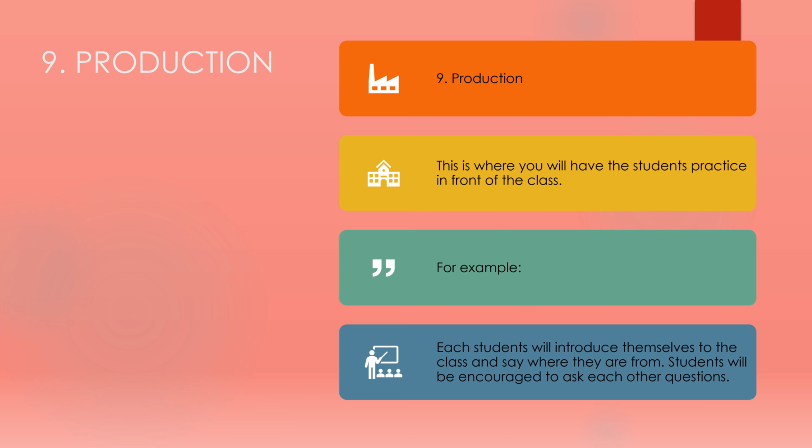Number 9, production. This is where you'll have the students practice in front of the class, meaning we will all work on this together. For example, each student will introduce themselves to the class and say where they are from, and students will be encouraged to ask each other questions to further along the conversation.